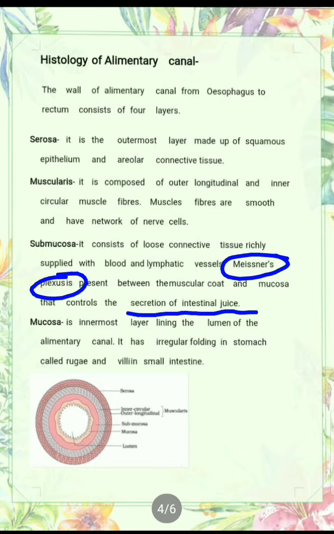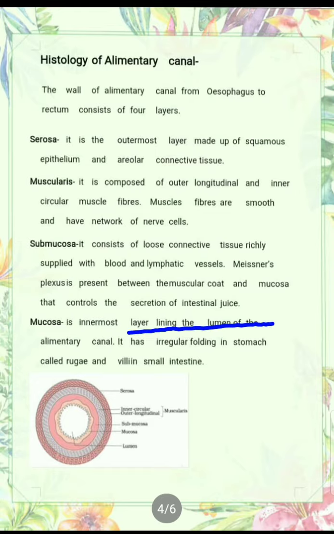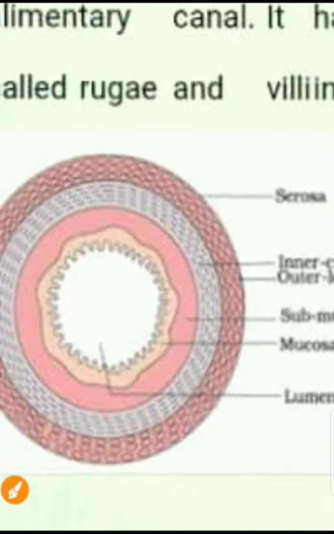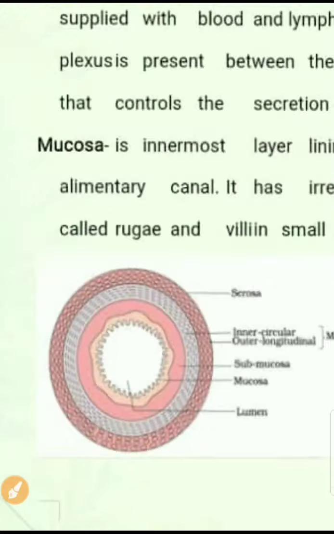After that, mucosa is the last layer. It is the innermost layer lining the lumen. You can see that this is the lumen through which the food passes, and this is the wall of the alimentary canal. It has irregular folding in the stomach called rugae and villi in the small intestine. You can see in this diagram that it has villi-like structures. In the intestine they are the villi, and in the stomach these are called rugae.